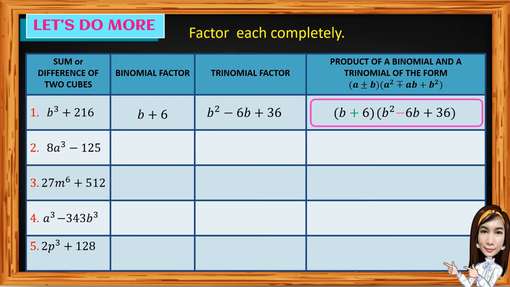Next, for number 2, we have 8a cubed minus 125. So for the binomial factor, the cube root of 8a cubed is 2a. The cube root of 125 is 5. Then we keep the operation minus.